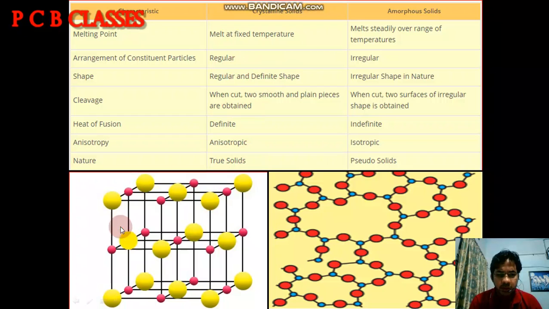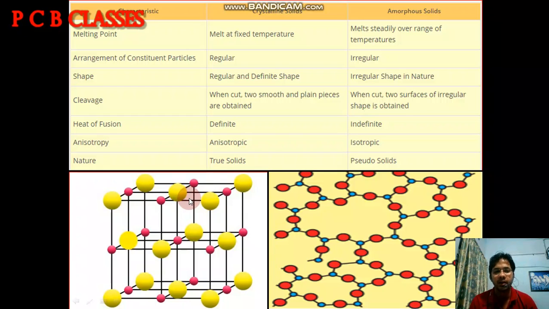So this was the crystalline solid and this was the amorphous solid. Now let us compare the character of both crystalline solid as well as amorphous solid. Since crystalline solids have fixed geometry, fixed bond length, fixed arrangement of the molecule, since everything is constant and everything is fixed, in that case its melting point will be constant.